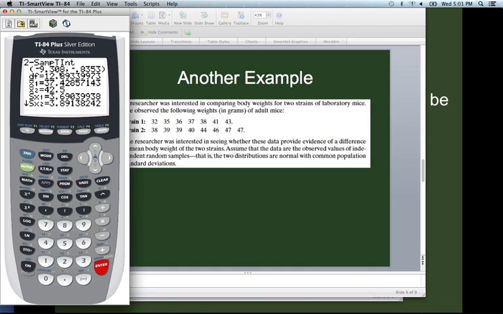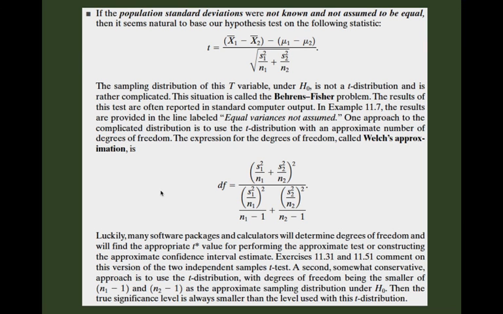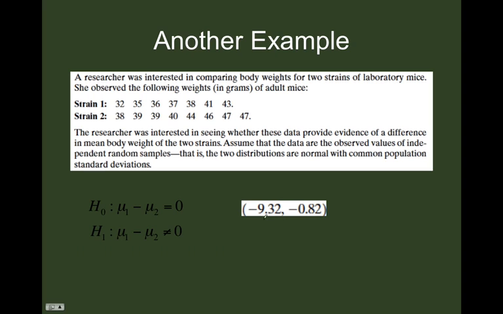Negative 9.308 for a lower limit, and negative 3.353. So again, real close to what I got in the original one.